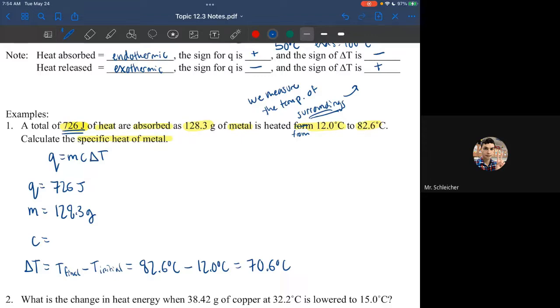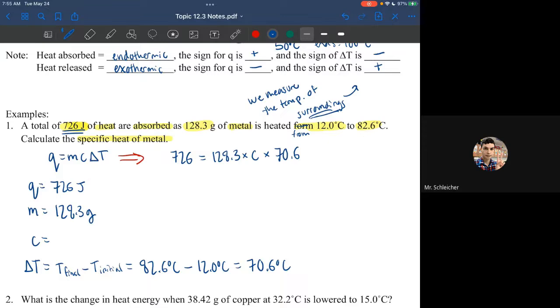All right, sounds good. So we have an equation with 4 variables. We just figured out 3 of them. Can we solve for the last one? Yes. So let's go ahead and plug our numbers into this equation. I'm going to replace all these values that I know about and solve for the one that I don't know about. So in this case, I have 726 is equal to 128.3 times C times 70.6. Okay, so I just put in all the numbers that I know about.